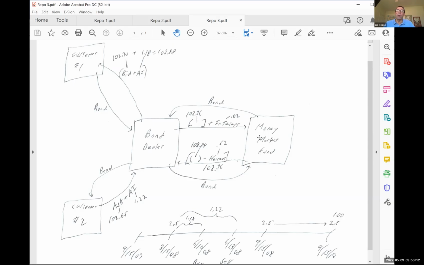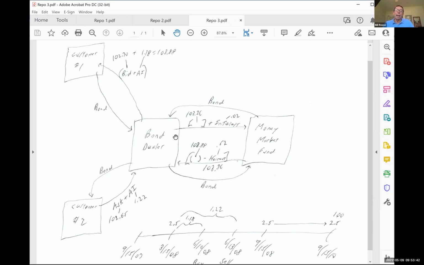So the money market fund is getting back what it lent out, 103.36, plus interest of 0.02. And if the bond dealer had displayed any shenanigans along the way, okay, and said, maybe we won't pay you back this money we borrowed, the money market fund would say, fine, I've got a bond that's worth more than what I lent to you. I'll just sell the bond on the open market. And the money market fund technically, legally owns the bond during that period of time, but everything went smoothly.